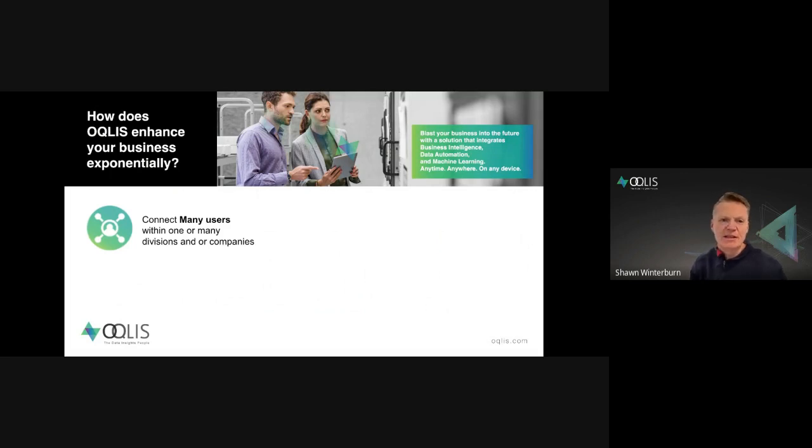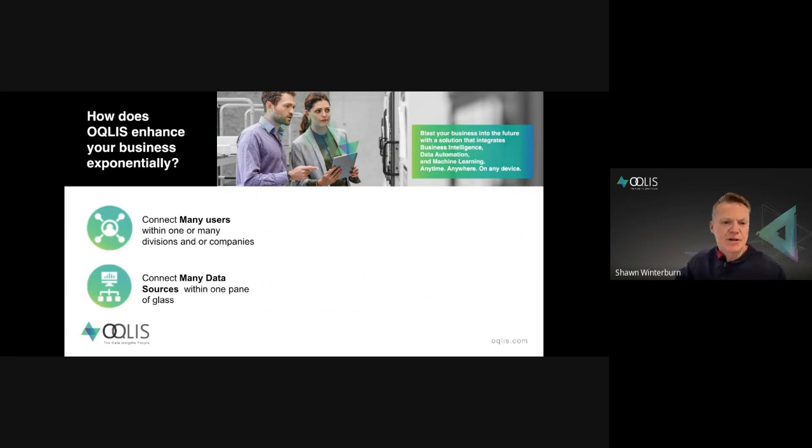The first one is that they want to connect to many users, in one company, division, or many companies. They always have this problem that they have many users that want to do analytics, but they don't really have the licensing or the capability. A lot of the traditional BI products sell per license or per user, and it gets very complicated and very expensive as you take more and more people on the journey.